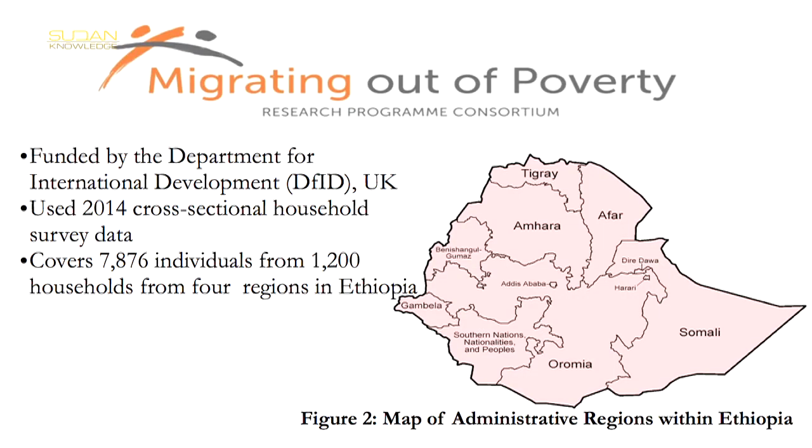Ethiopia is divided into 9 administrative regions. The data I'm using is from Tigray, Amhara, SNNP, and Oromia. So these 4 regions.